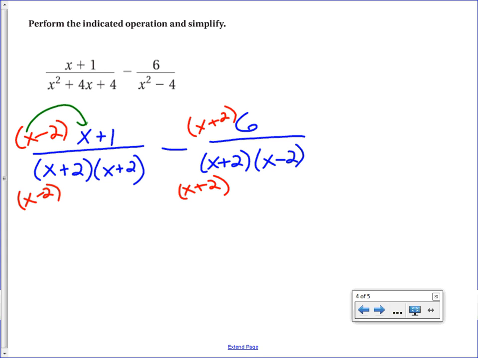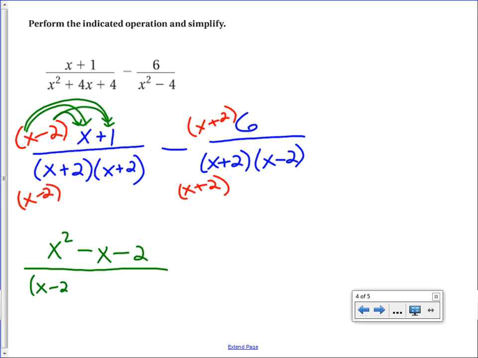So we have x times x is going to be x squared. X times 1 is 1x. Minus 2x will be minus x. And then negative 2 times 1 is minus 2. There's my first numerator. My denominator, don't bother FOILing it. Just write them all side by side since we're going to end up having to factor it anyway. We'll leave it like this.